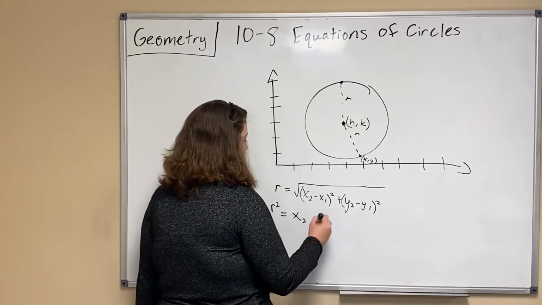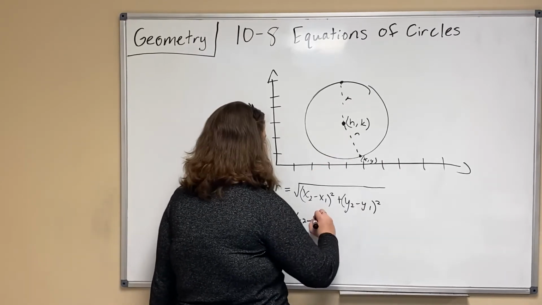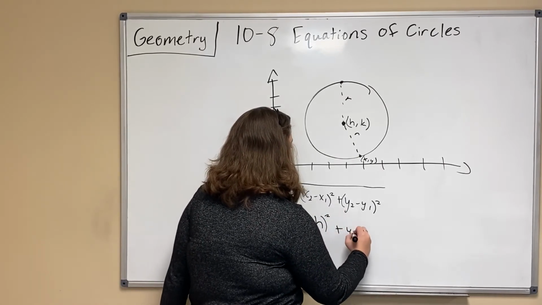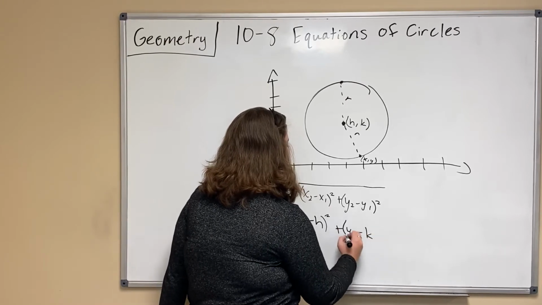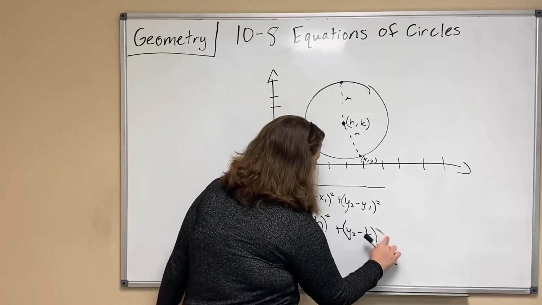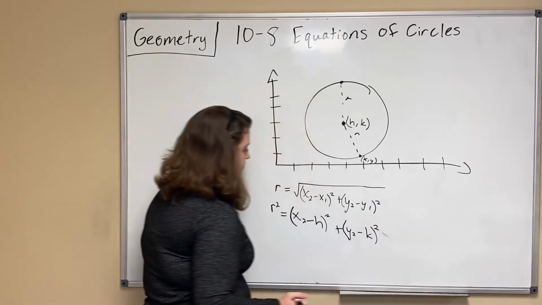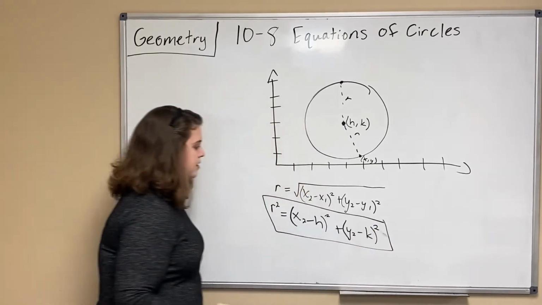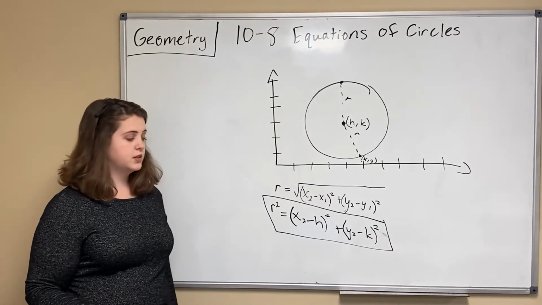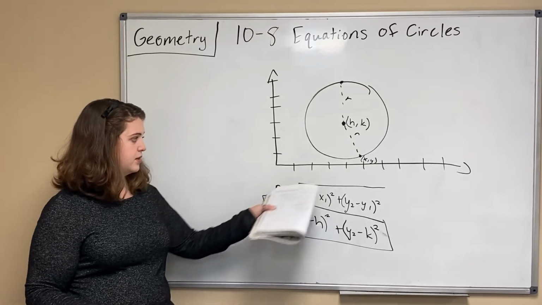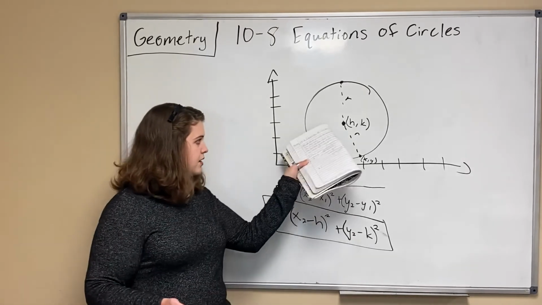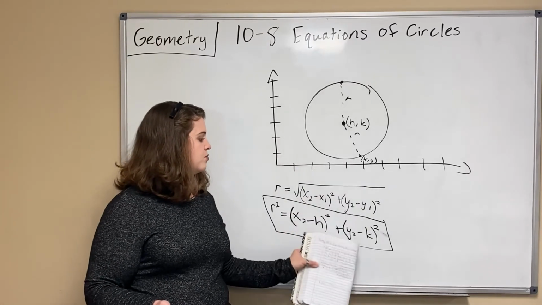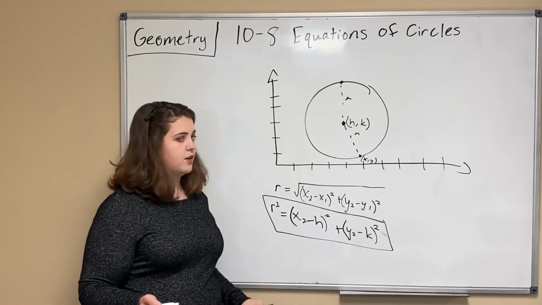x2 minus x1, which is actually going to be our h, squared, plus y2 minus our k, squared. This is the standard form of an equation for a circle. r squared equals our x minus our h, which is our center point, squared, plus our y value minus k in our center point, also squared.